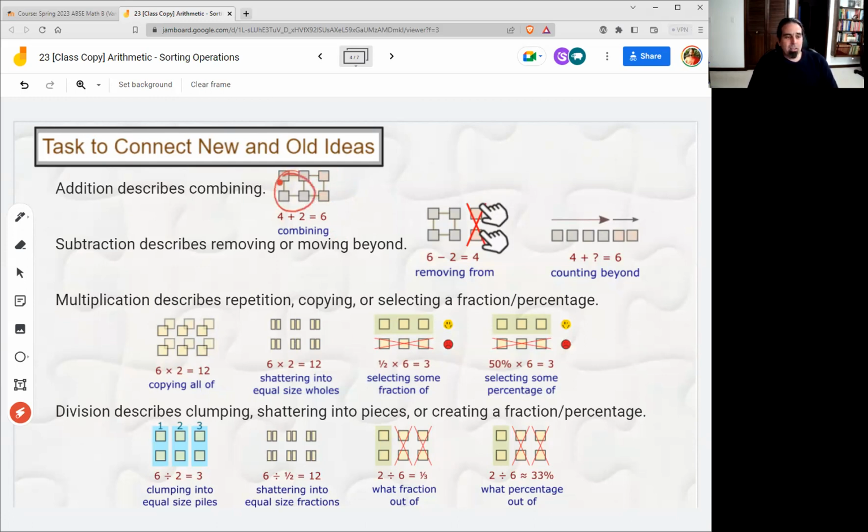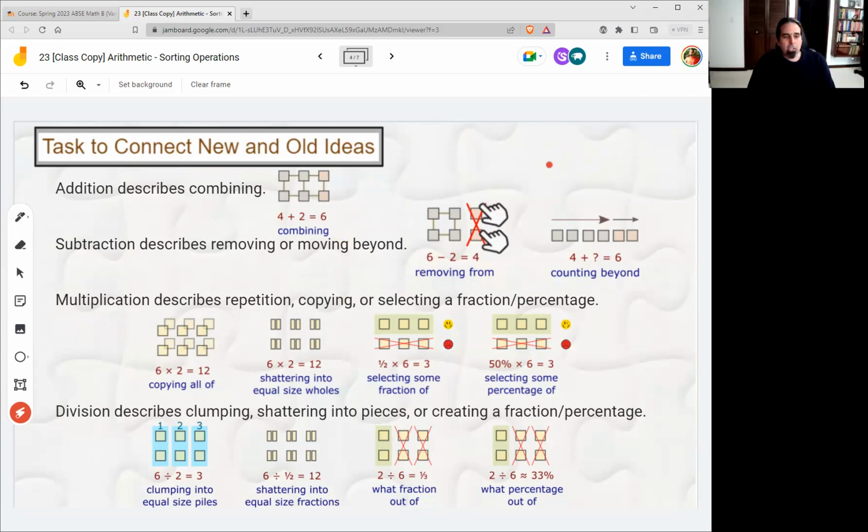We're taking so many of this and so many of that, and then we're considering that they're all actually the same and counting how many we have. Everyone okay with my addition picture if they like pictures? Yeah.